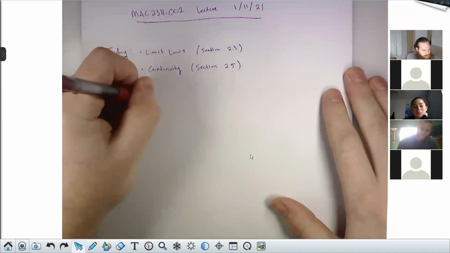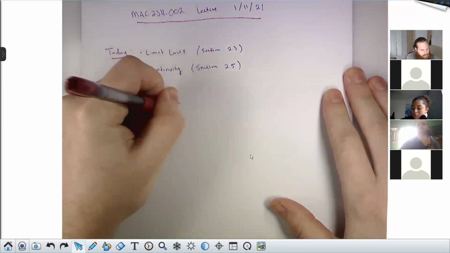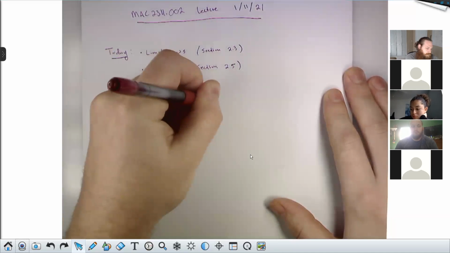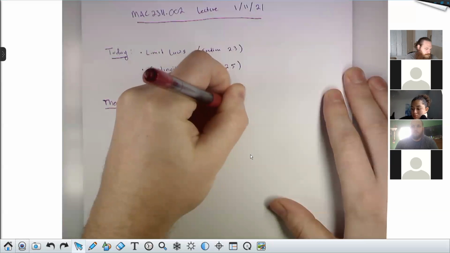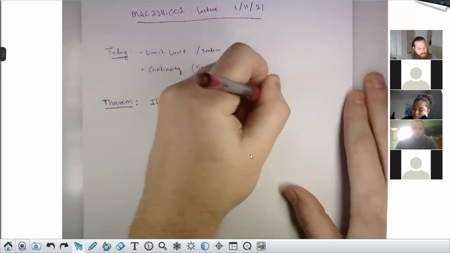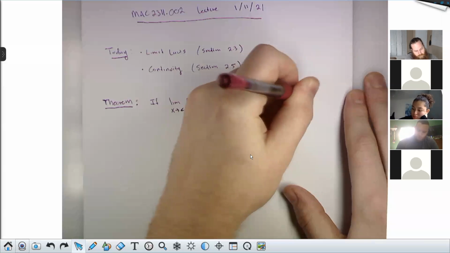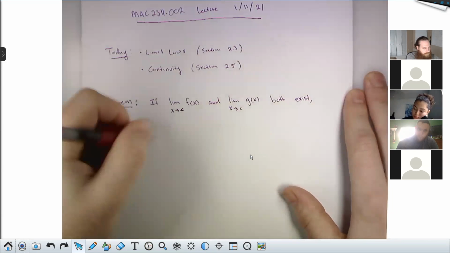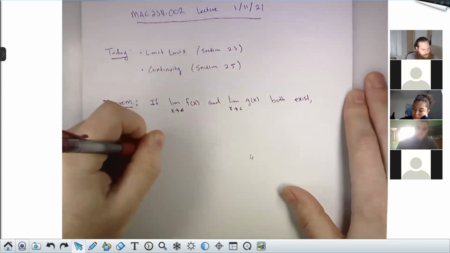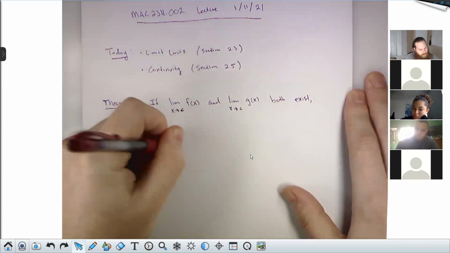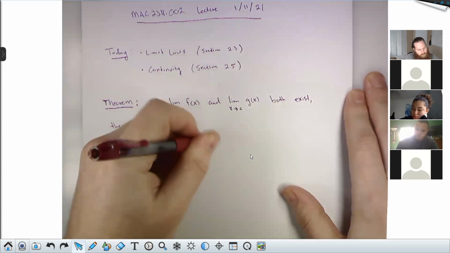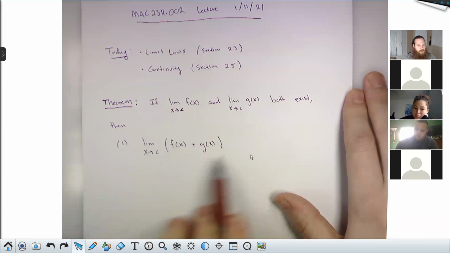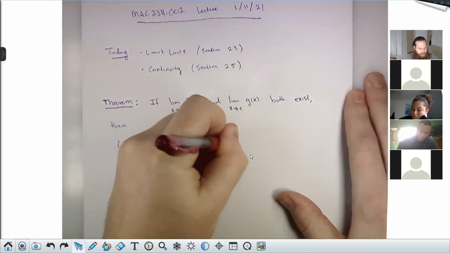So if the limit as x approaches c, where c is just some number, of f of x and the limit as x approaches c of g of x both exist, then the following things are true. We can take the limit as x approaches c of the sum f of x plus g of x, right? If you know that the limit of f exists and you know that the limit of g exists, then you can take the limit of this new function f of x plus g of x by taking the two limits separately and adding them up.